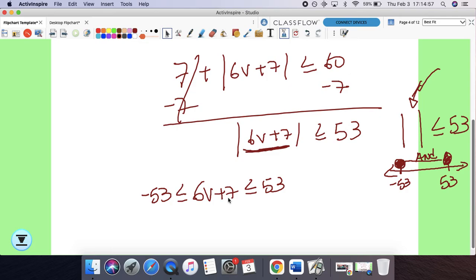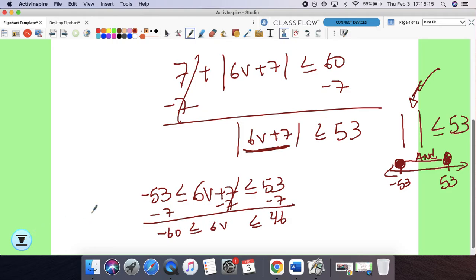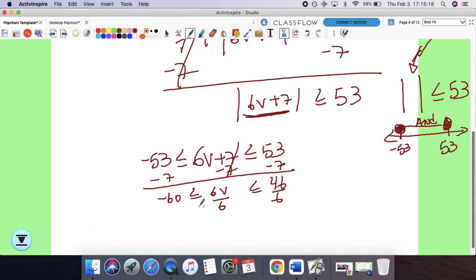All right, so let's do minus 7 first on both sides. That goes away. 53 minus 7 is 46 positive. This is negative 60. I'm left with 6V. We're going to divide everything by 6. Right? I finally have my variable by itself. So V, this is negative 10, and this is, I'm going to change it to a mixed number. So 6 goes into 46 7 times, which is 42, and 4 sixes, or 2/3.